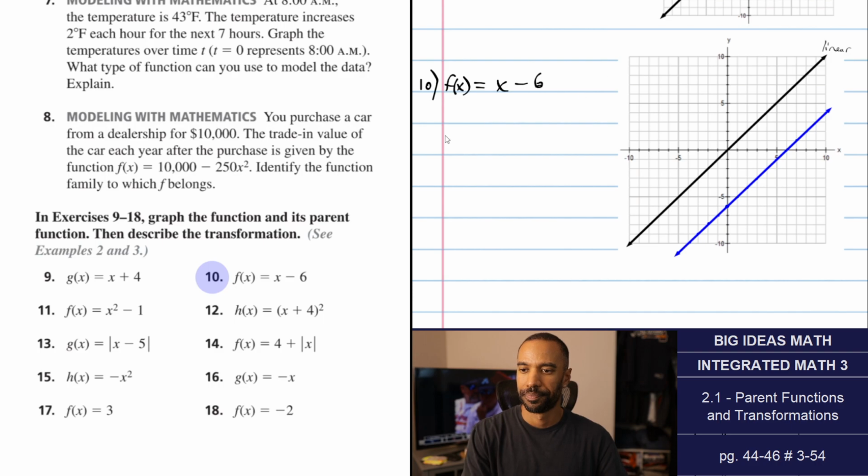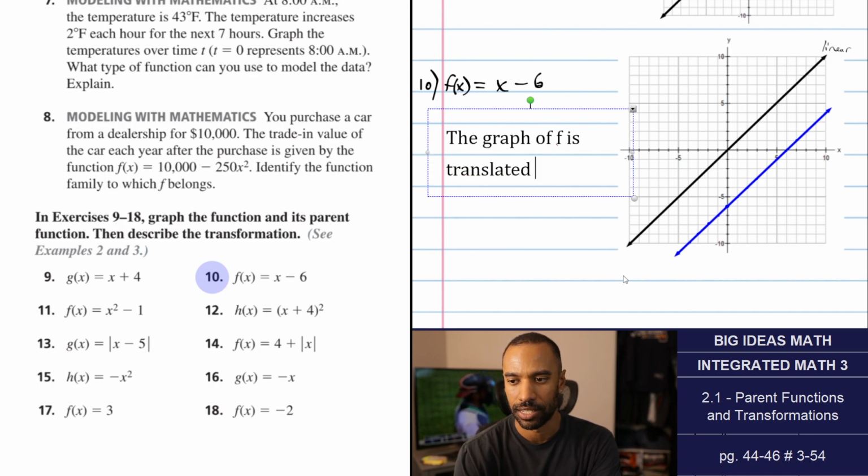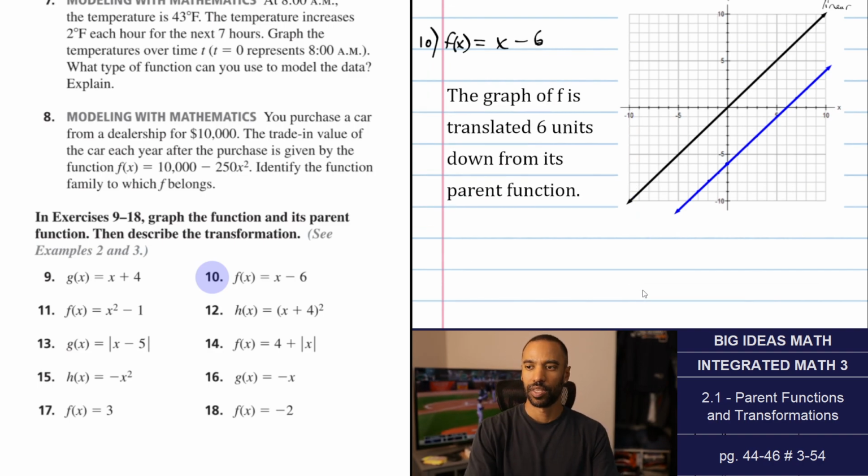All right, here we go. Now, F is the blue one each time, or the transformation. The graph of F is translated 6 units down from its parent function, which is linear. It's linear. All right, let's move on to number 11.